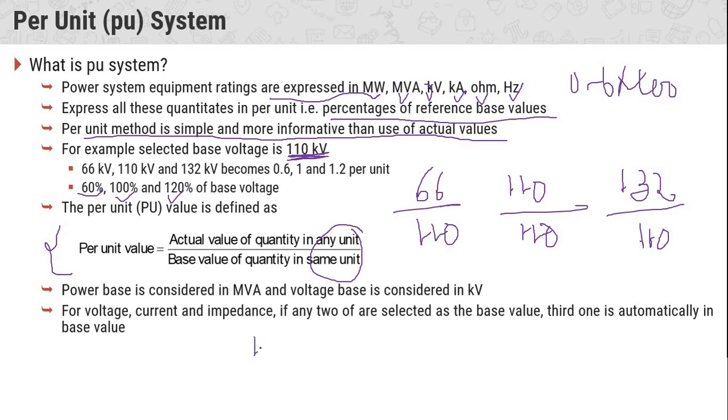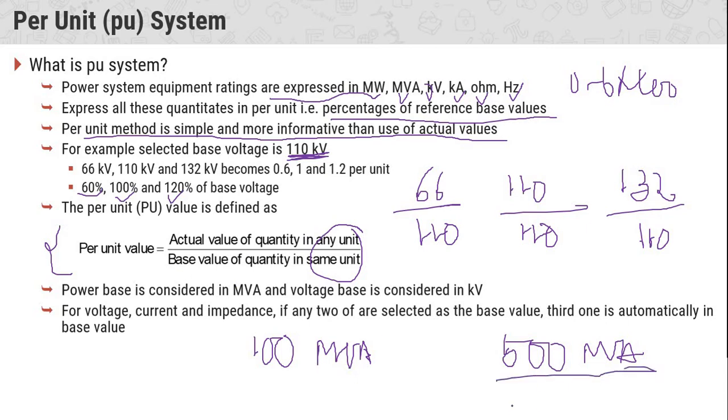Suppose I have to find the per unit MVA. The base MVA is 100 MVA, and the given MVA is 500 MVA. So the per unit value: the actual value is 500 and the base value is 100. So 500 divided by 100 is equal to 5. So the per unit value is 5 per unit. Understand?